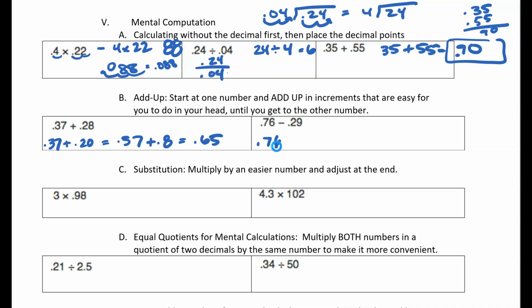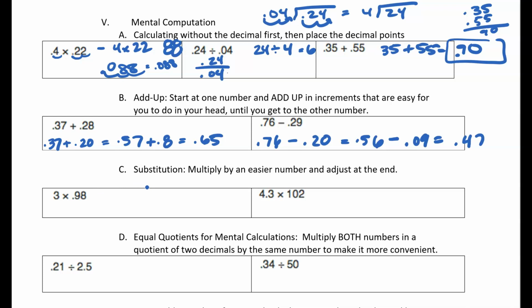So 0.76 minus 0.29. You could take 0.76 and instead of doing 0.29, just do 0.20. So you're doing 7 minus 2, 5, and that 6 just comes along for the ride. And then you could subtract 0.09. What I would do in my head is say, okay, 0.56 minus 0.1 is 0.46, and then I'd add 0.01 back, which is 0.47, but that's optional.